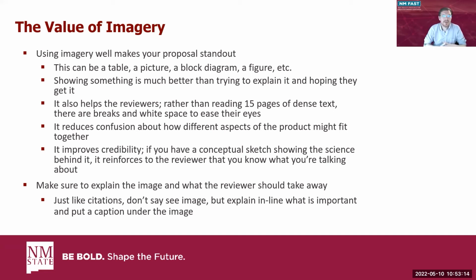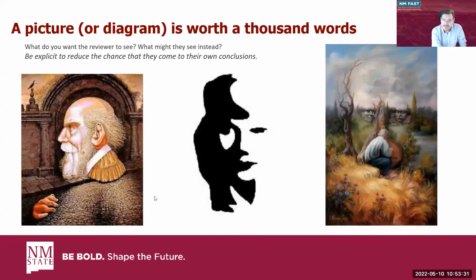What should they pick up from that picture? Where are those little nuggets where you say, as you see from this point to this point and this point, this transference rate is going to be X? Make sure you're explaining it fully, because you don't want to have stuff like this.